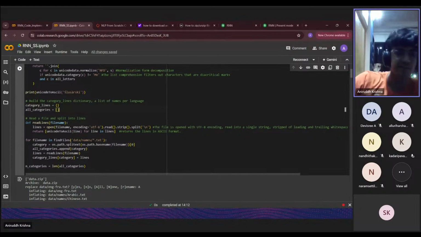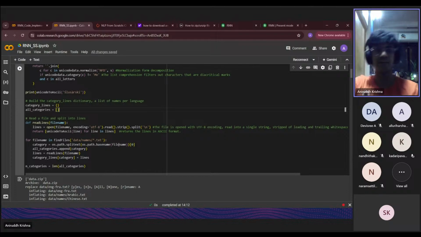And for filename in findFiles, this basically will get us the dataset, and we create a category called os.path.splitext(os.path.basename(filename)). Again, we just need to demarcate both of them. So to all_categories we append a category so that all the countries come under all_categories. And lines is basically the function that we have defined, readLines, and I use that on filename, which is our dataset. So this will give us all the names of the people of that particular language. And I'll add this to the dictionary that we have, category_lines.